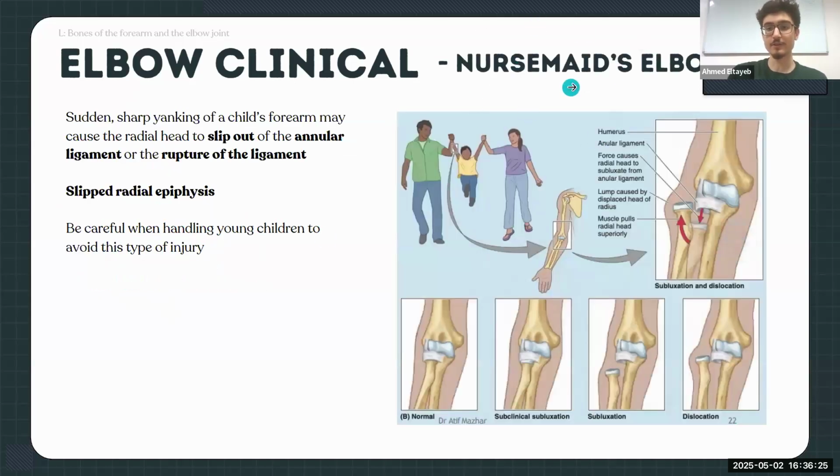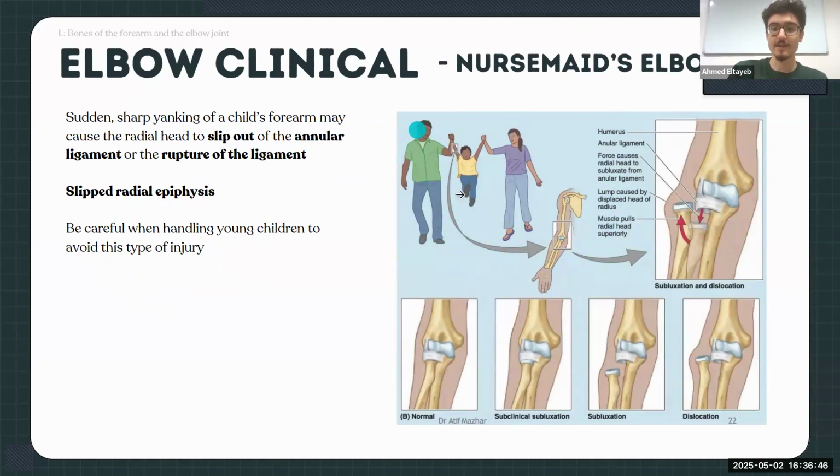Let's start with the nursemaid's elbow, which is basically a condition that is unique to kids, because in kids, their annular ligament and their bones in general are much weaker and more susceptible to a dislocation and subluxation.